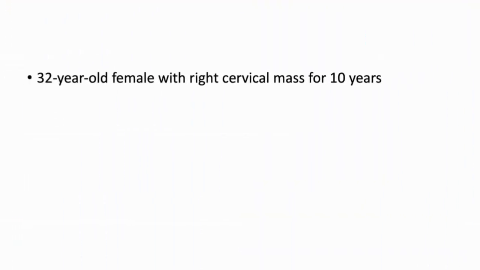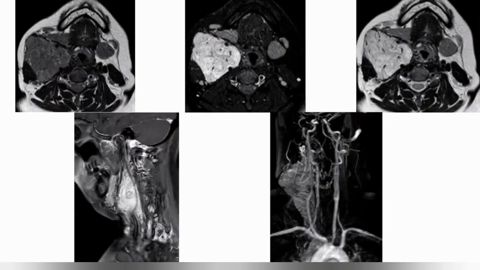32-year-old female with a right cervical mass for 10 years. I can describe this case quickly. Is that okay? Yeah, please. So this is a large mass in the right carotid space above the carotid bifurcation. And you can see very nicely that the internal carotid artery and external carotid artery are splayed by this mass.